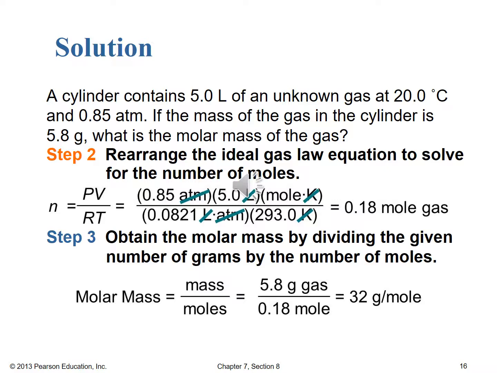So now in our final step, we can find the molar mass of that unknown gas by taking the 5.8 grams of gas that we're told in the problem as the mass of the gas in the cylinder and dividing it through by the 0.18 moles of gas that's present, and we find that it is 32 grams per mole. Possibly oxygen gas would be a likely candidate having that 32 grams per mole, although without any other information we really can't make any definite identity assignment for this unknown gas.